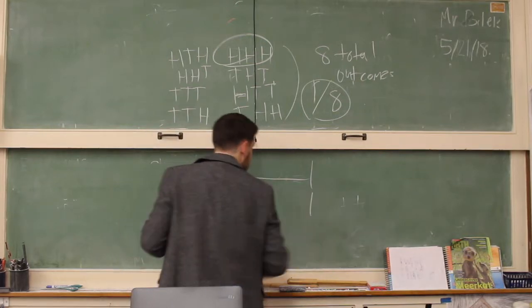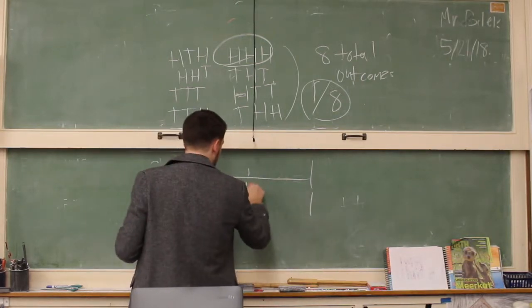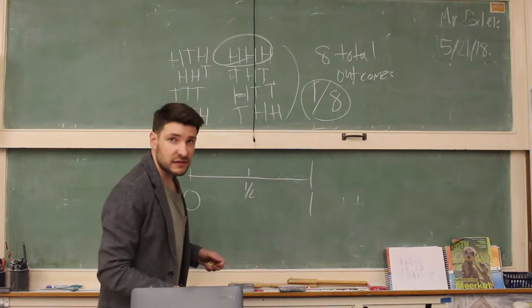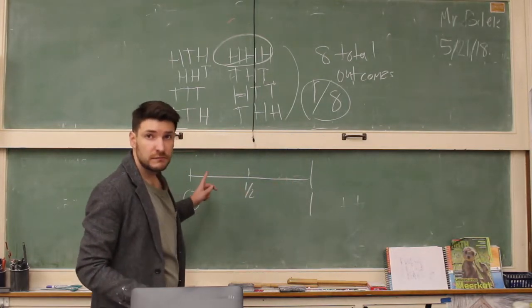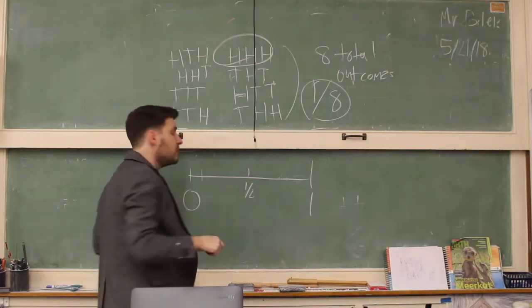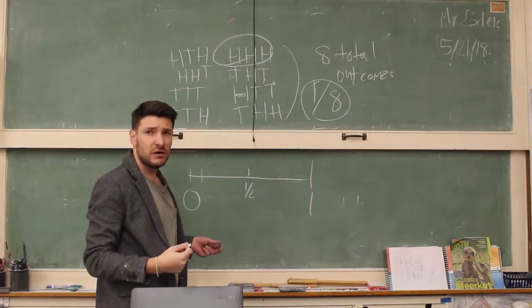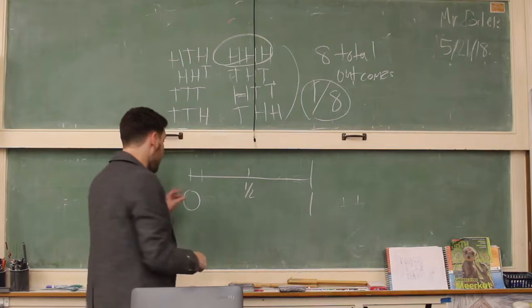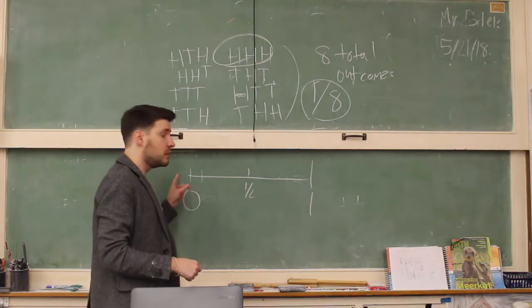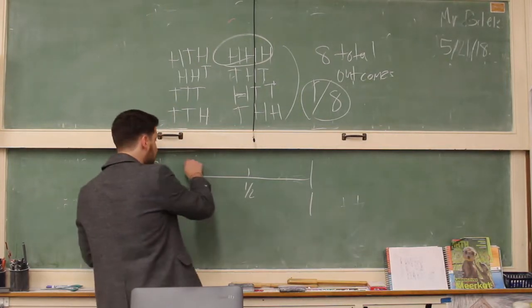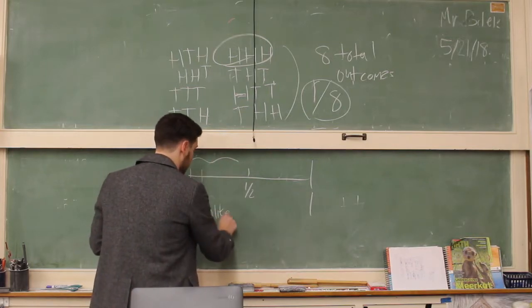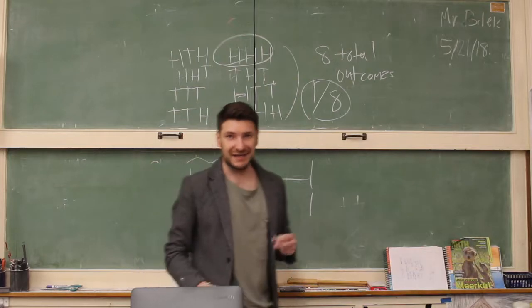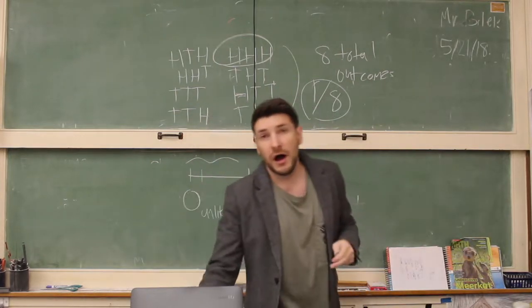Remember, our line goes from 0 to 1 with 1/2 in the middle. Now, 1/8 on our number line would fall much closer to the 0 than anything else. Not at the 0, but much less than 1/2. So it would fall in this section, making it pretty unlikely that it's going to happen.